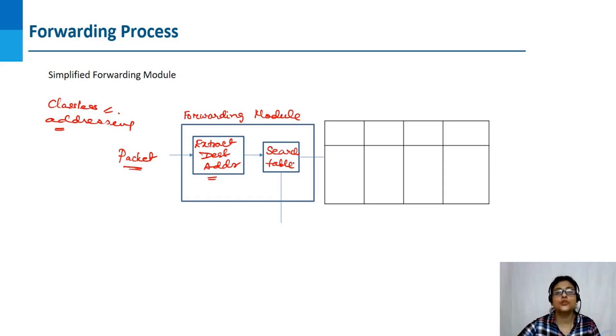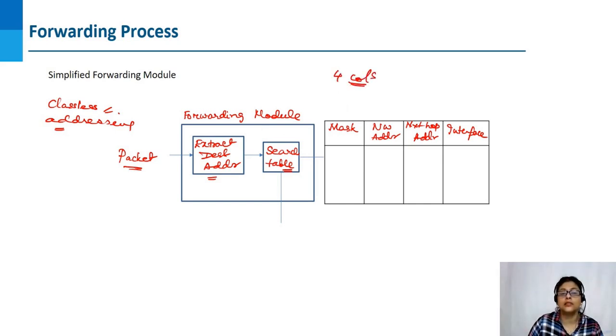So this has to go to a search table. Now from the search table, there must be at least 4 columns. These 4 columns are the mask. Mask is given as /n. We have learned about masking in a previous video when we learned about the network layer. Then comes the network address column. After that, the next hop address column, and the last column will be the interface column. Once we get the next hop address and the interface number, we have to send it to the ARP or address resolution protocol.